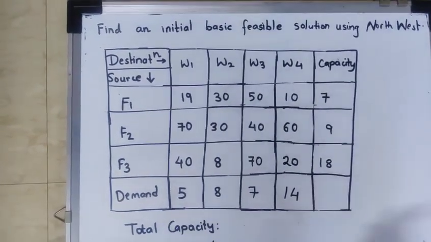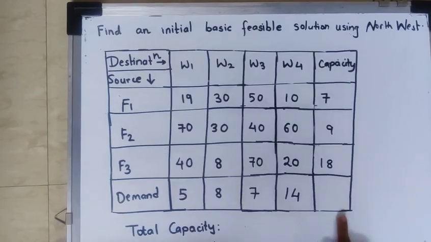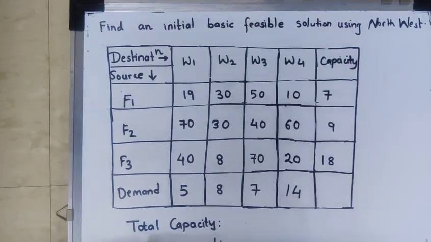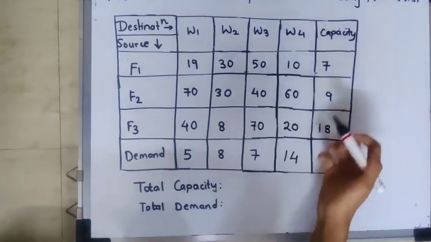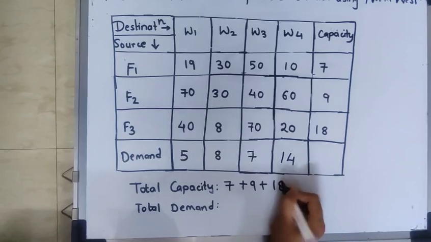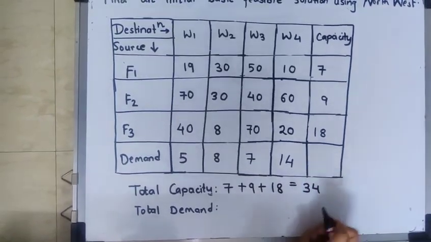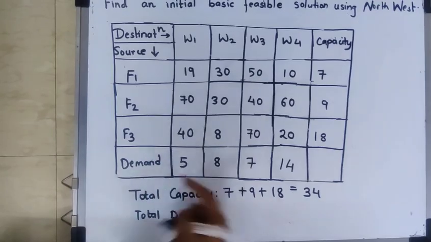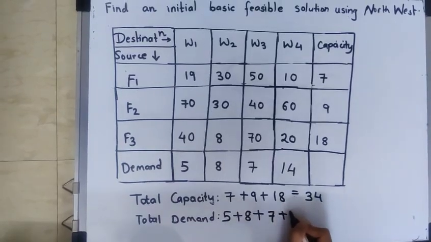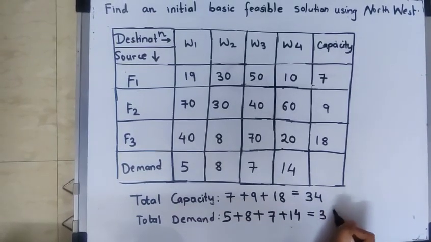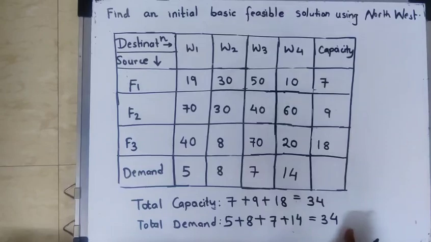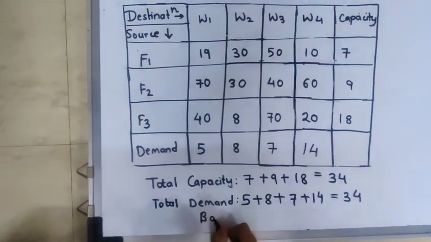First thing is we have to check whether the transportation problem is balanced or not. So how to check if it is balanced or not? First, we have to find out the total capacity. Total capacity is 7 plus 9 plus 18, which is equal to 34. Second, we have to find out the total demand. Total demand is 5 plus 8 plus 7 plus 14, which is equal to 34. Now as the total capacity and total demand are both equal, this is a balanced transportation problem.